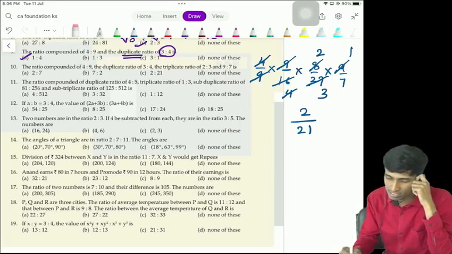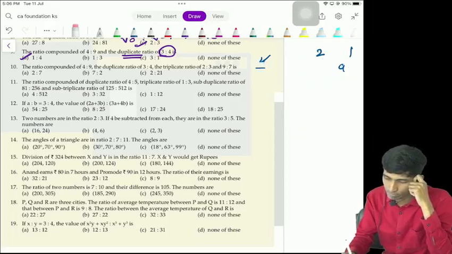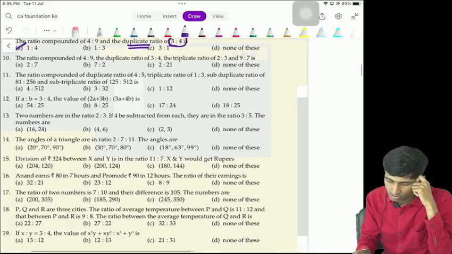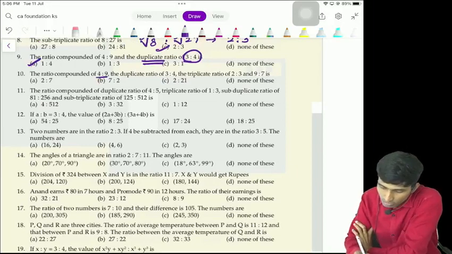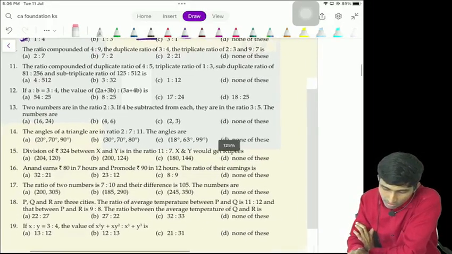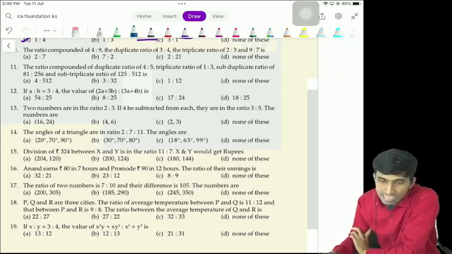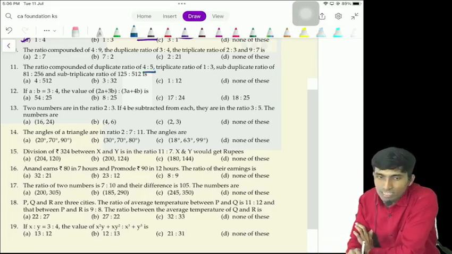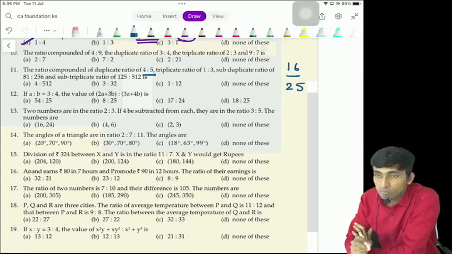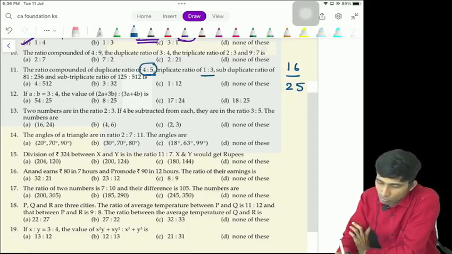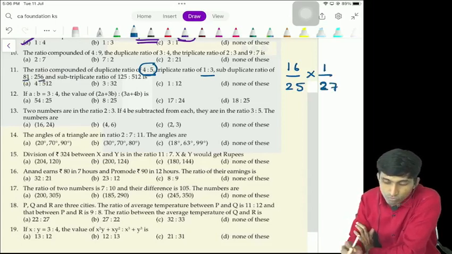Shall we proceed to the next one? See here. The ratio of 4 is to 9, duplicate of, this is done, 10th one, 11th one. The ratio compound of, listen, understand, ratio compound of duplicate of 4 is to 5. Duplicate of 4 is to 5 is how much? 16 by 25. See, compound of, duplicate this, triplicate this, 1 is to 3, triplicate is how much? 1 by 9 or 27? 27. And subduplicate of 81 is to 256.